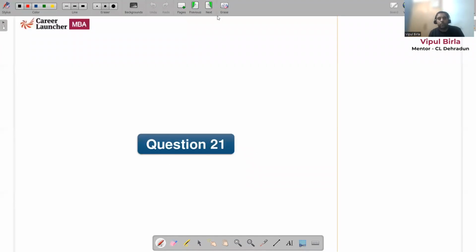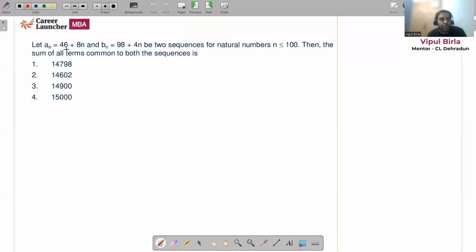Let's look at question number 21. Let An equal 46 plus 8n and Bn equal 98 plus 4n be the two sequences of natural numbers, n less than 100. Then the sum of all terms common to both the sequences is, right?